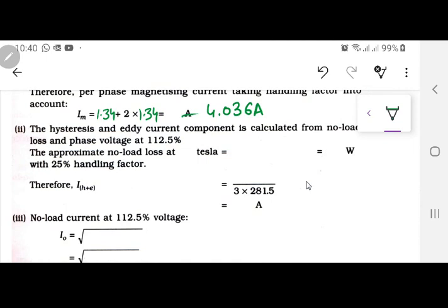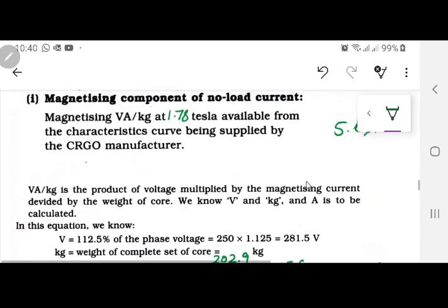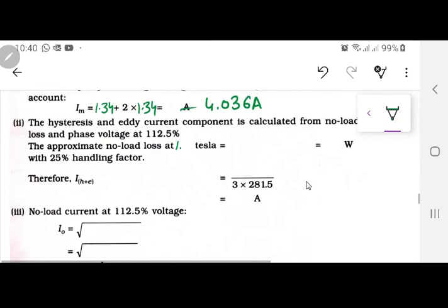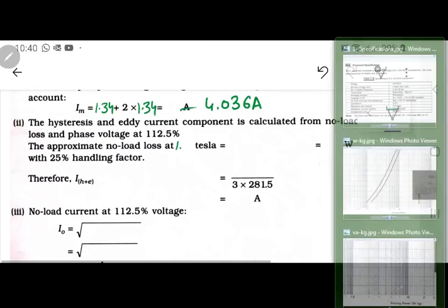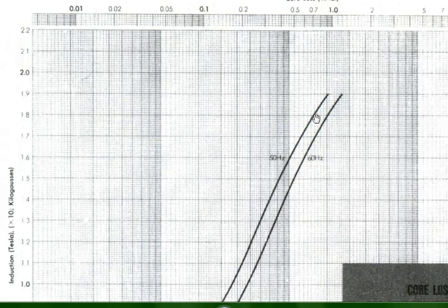Now approximate no load loss at 1.78 Tesla. We have to now go to the other table. That was watts per kilogram. Now for this purpose, this is 1.7, 1.8, and since I am interested in the 50 Hertz curve, this is 1.8 at this point, and 1.78 is something here. Two lines below over here.